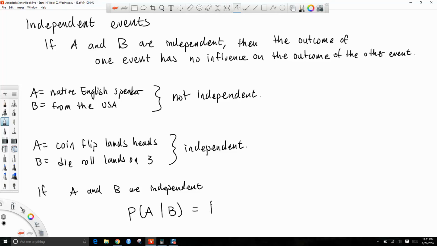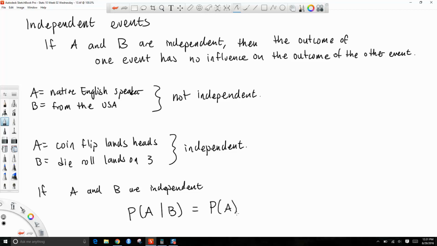We're asking, what's the probability that A has happened if we know that B has also happened? It's just the probability of A, exactly. So if they're independent, the probability of A happening, if we know that B has happened, well, that doesn't help us out. It's just the probability of A. Knowing that B has happened doesn't really give us any more information, so the probability of A given B is going to be just the probability of A.